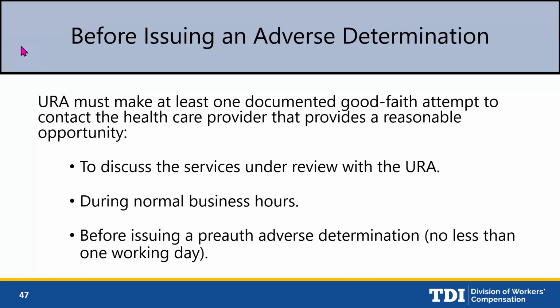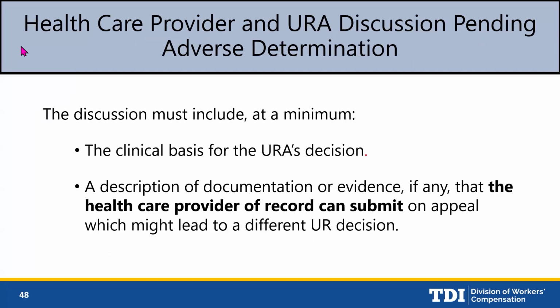So if you feel like your URA has not afforded you a reasonable opportunity to discuss this, you can file a complaint with us. So go to C for complaints on our website, but it should be no less than 1 working day before the final adverse determination, that discussion. We want you to have that discussion to see if the adverse determination can be worked out during that conversation. It needs to be meaningful.